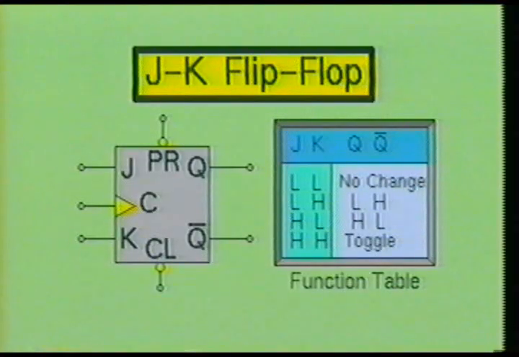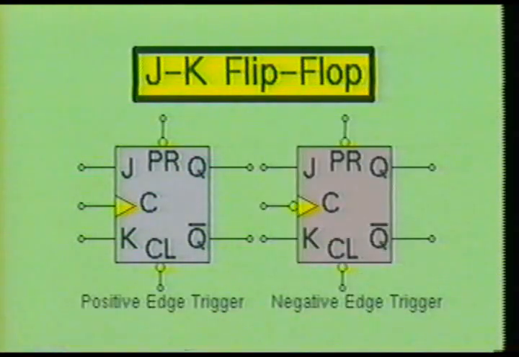JK flip-flops may be found in digital circuits used for control, as registers, or as a toggle function. JK flip-flops are also available in edge-triggered devices. Notice that the negative edge-triggered JK flip-flop has an inverter at the clock input. We will pause for a short review of the material just discussed.